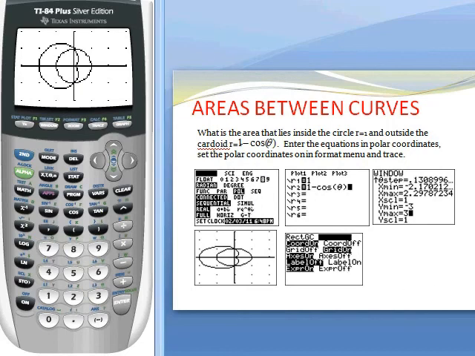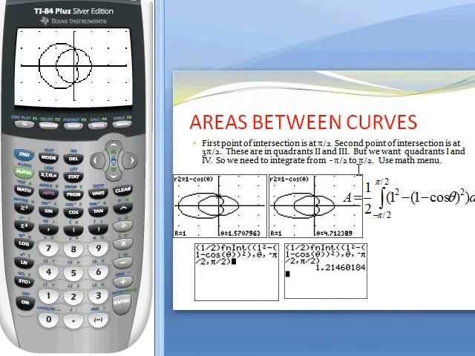I know that the formula is I'm supposed to go 1/2. I need to find the intersection points. This is pretty easy, so I don't have to do it. But if you have some kind of funky curves where you don't know the intersections, you can use the calculate intersection feature. Here you have negative pi over 2 to pi over 2. So that's not a problem.